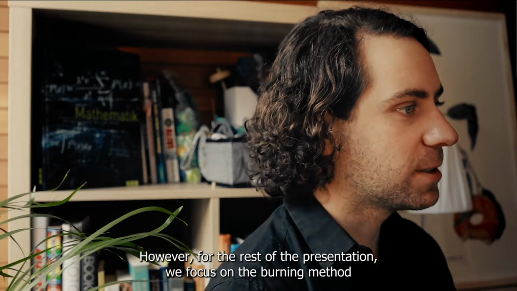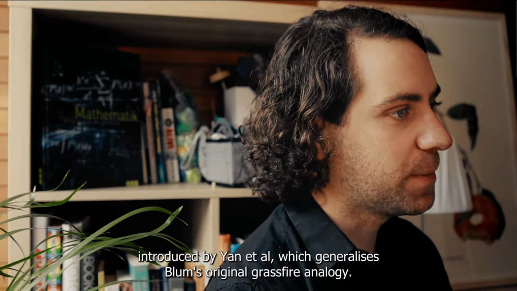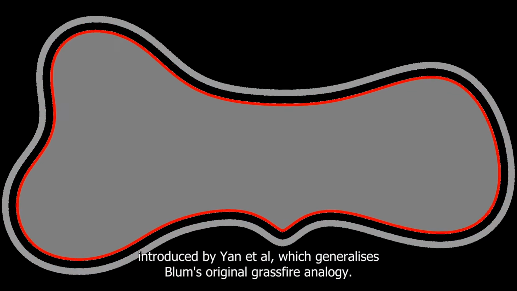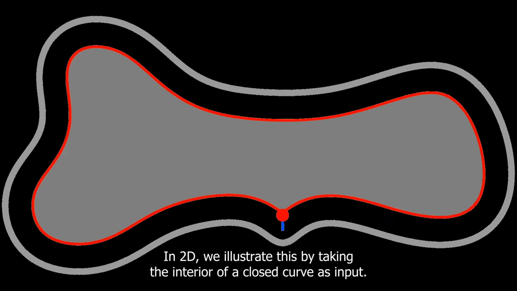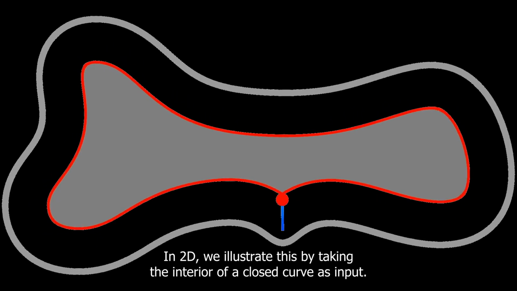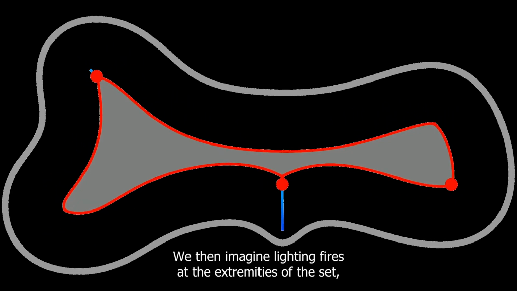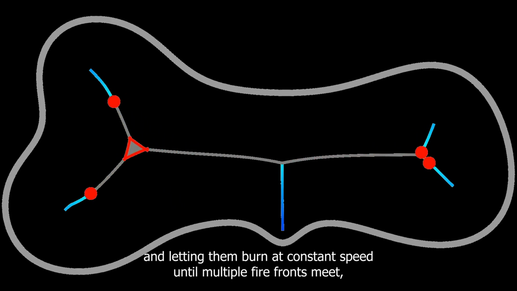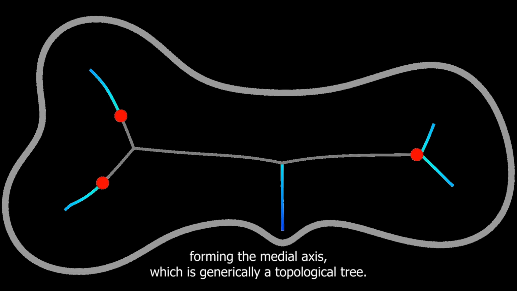However, for the rest of this presentation, we focus on the burning method, introduced by Yan and colleagues, which generalizes Blum's original grass fire analogy. In 2D, we illustrate this by taking the interior of a closed curve as input. We then imagine lighting fires at the extremities of the set and letting them burn at a constant speed until multiple fire fronts meet, forming the medial axis, which is generically a topological tree.